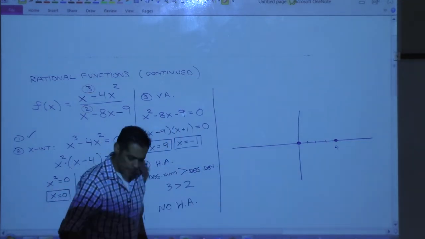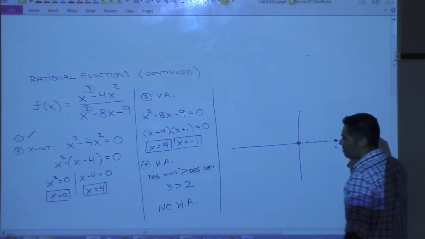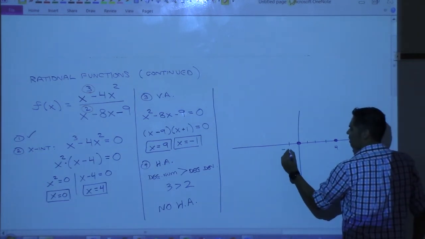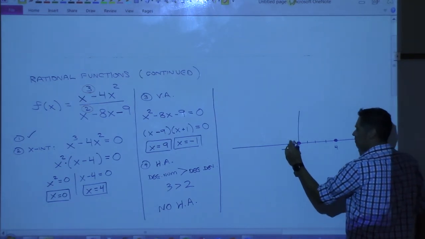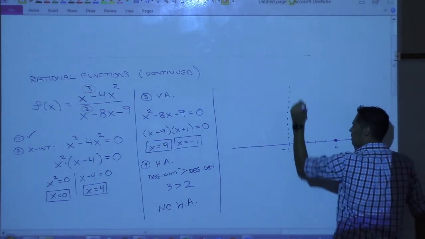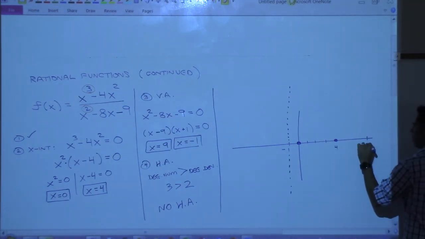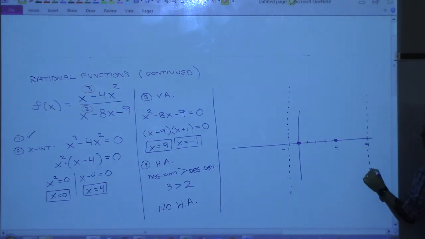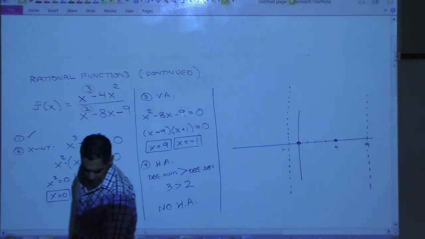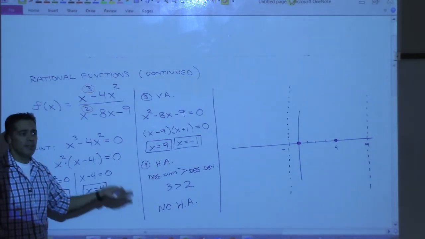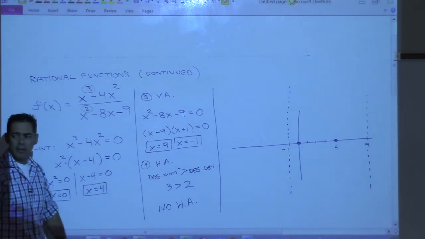Verticals, and those are going to be where? -1. So I go to -1, and I put a dotted line, right? Like that, and also at 9. So way over here to the right. Done with that. Okay, horizontal asymptotes. Horizontals, we don't have any, so there's nothing to draw there.